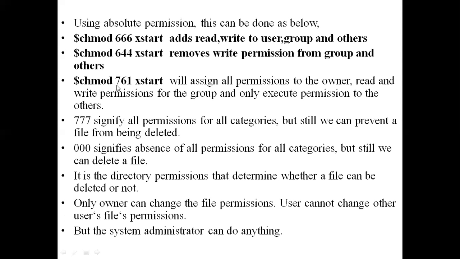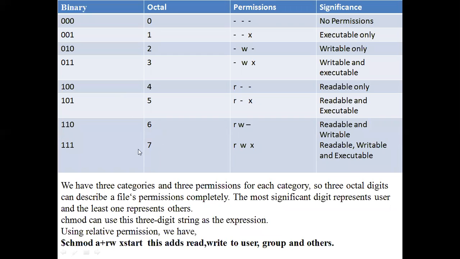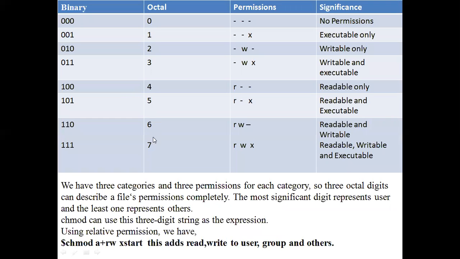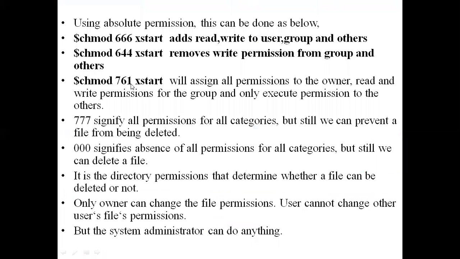As you can see here, chmod 761. What does this indicate? 7 means when the octal digit is 7, you are giving all the 3 permissions. All the 3 permissions are given for the owner. I have given 6 to the group, and 6 means you are giving read and write permission to the group. The last one is 1, and 1 is execute permission, so you are giving execute permission for the others.